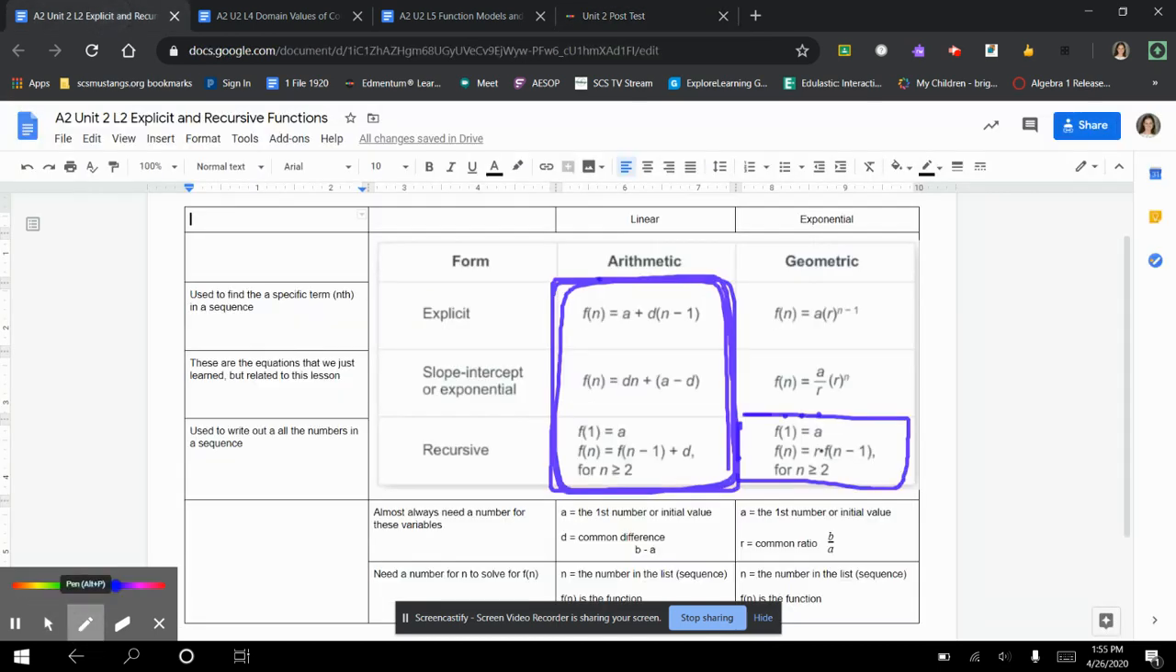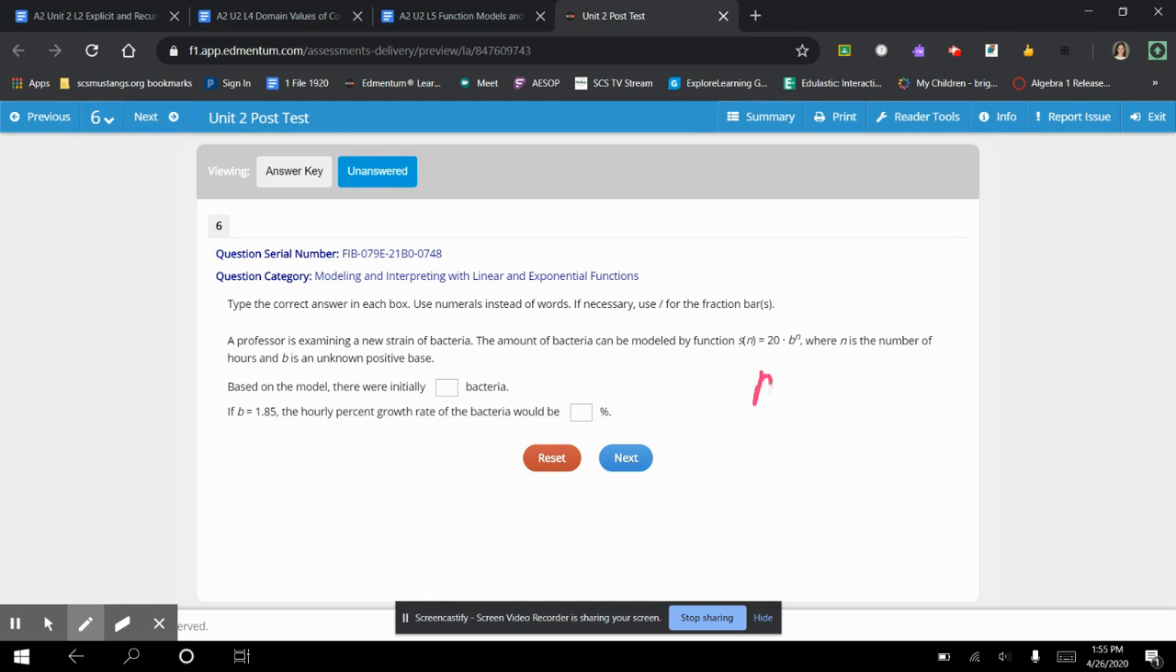And this is most similar to the formula that we have here, except instead of the n-1, they just give us an n. So we're looking at a times r to the x. I've got a times r to the x is how things are going to match up for our function here. So based on the model, there were initially blank bacteria. And remember, a represents the initial value that you had for that bacteria. So you need to match that into this function that they give us here.